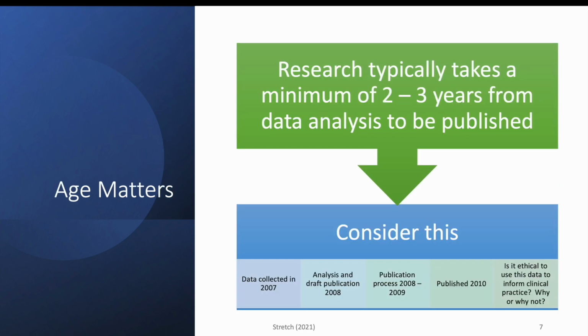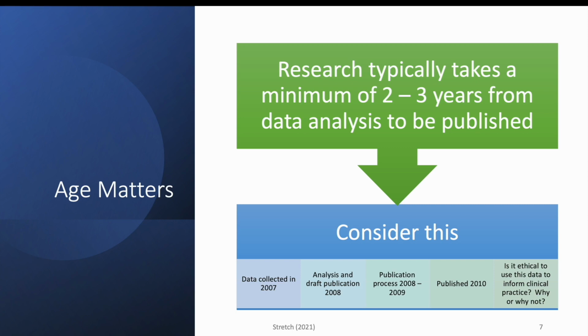Age does matter. A lot of students will ask me, why can't I use this if it's beyond 10 years? Well, think about it. If data was collected in 2007, then usually there's analysis and a draft publication that can take a year or two. So you're up to 2009, then it's published in 2010. Is it ethical to use that? That research is about 13 years old in 2020. It's going to be 15 years old if you're in 2022. So you really need to think about how old the data is, not just the article that you're using.